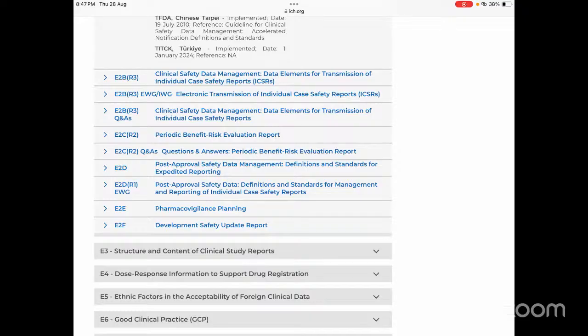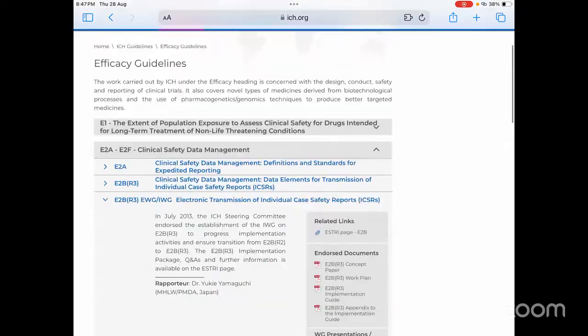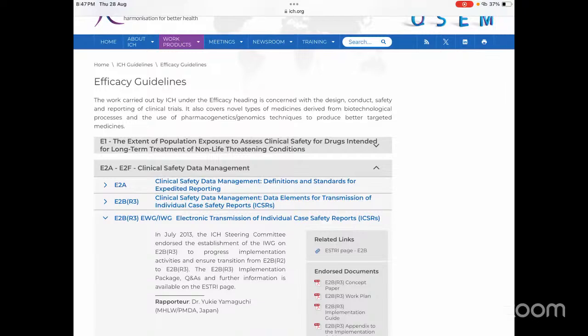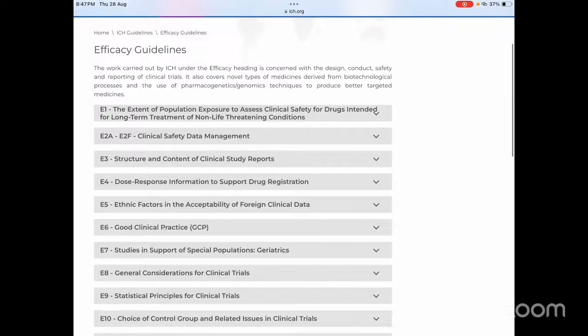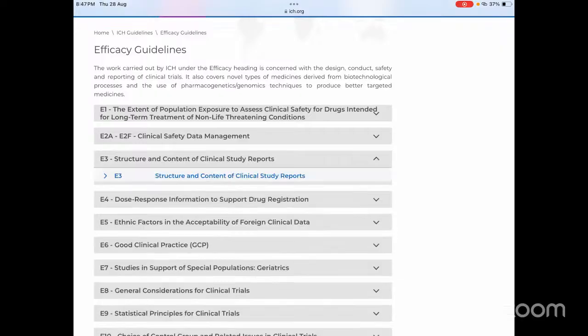See how you prepare an ICSR, an individual case safety report. You will get a guideline here. You will get a template here. Download it, learn it. So I won't go much into this. Our goal today is the structure and content of the clinical study report.